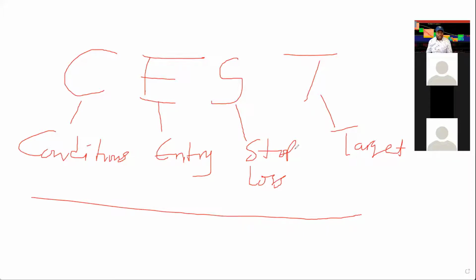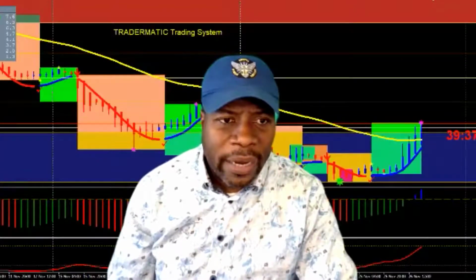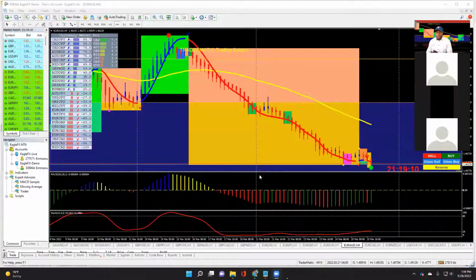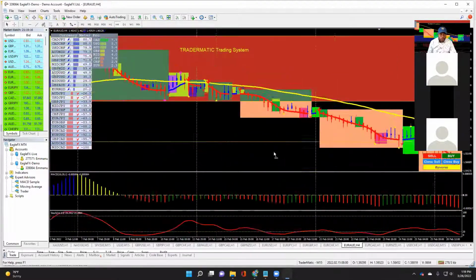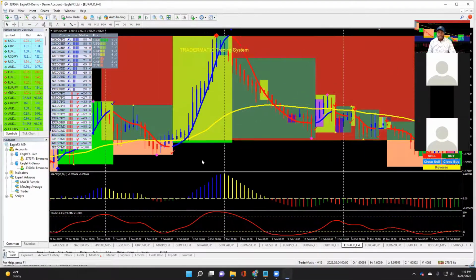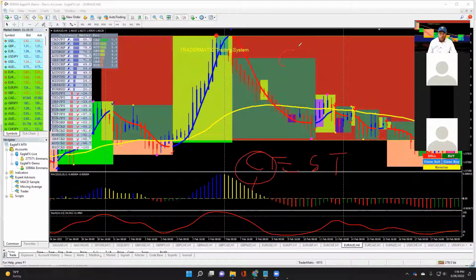Okay, good. So let's start from the conditions. Let's go to our chart. So this is Tradermatic. Now I want to buy. Let's look for a condition to buy. Remember, we are dealing with C, E, S, T. So we are on the condition now. So for you to buy, number one, the price must be above this 50 EMA. That is one.